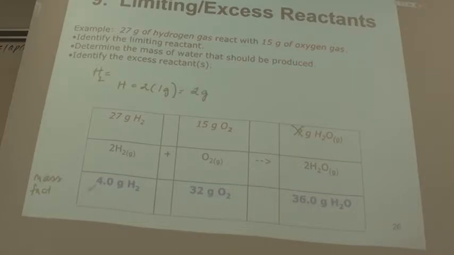The mass fact is the coefficient times the molar mass. 2 times 2 is 4. So now we've done that for our oxygen and our water. And we see these are the facts, and our table is completely filled out. Is yours now as well? Okay.